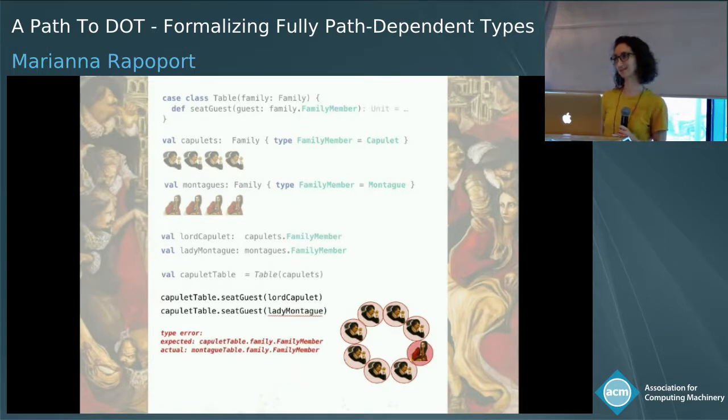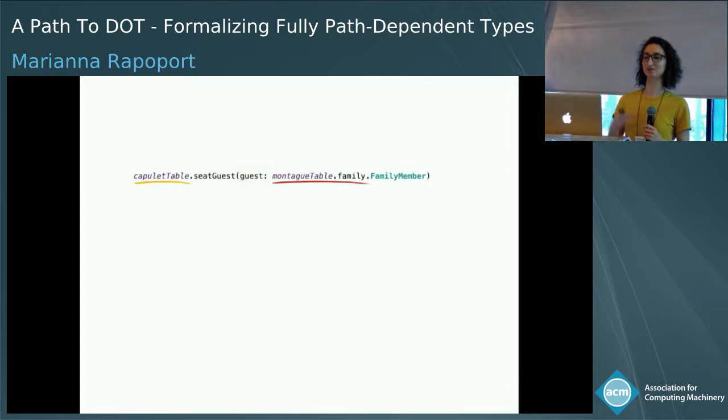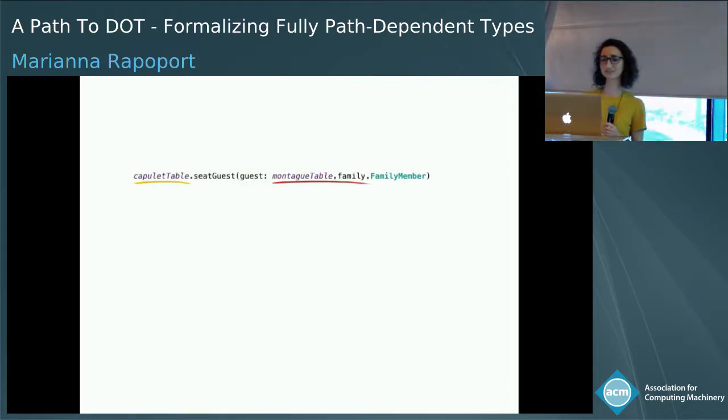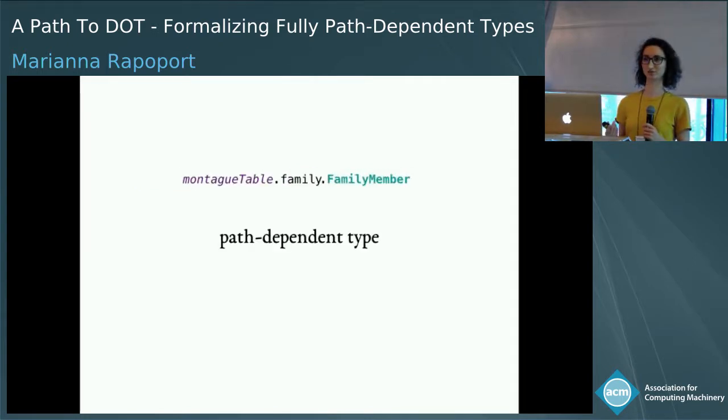error at compile time. The reason this happens is that my seatGuest method takes an argument whose type depends on the object, on the family object. So a Capulet table will not go well with a Montague family member. And so path-dependent types is really the feature that allows us to do this.